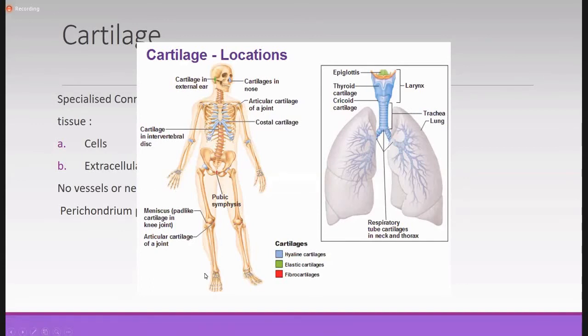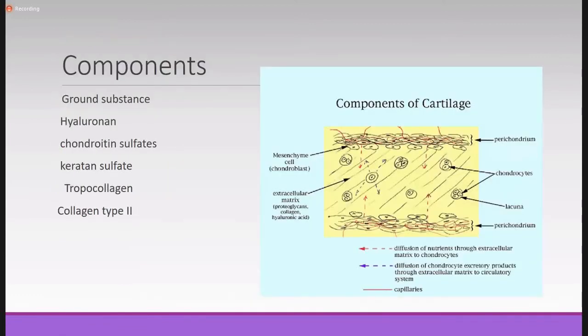Now, this is the diagrammatic representation where we have different types of cartilages. Basically, you have three types of cartilages: the hyaline, elastic, and the fibrocartilage. Among the components of the ground substance, you will have hyaluronic acid, chondroitin sulfate and keratan sulfate, and the collagen is type 2 collagen.